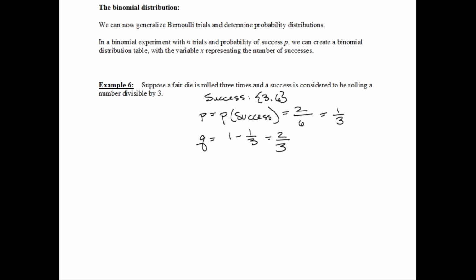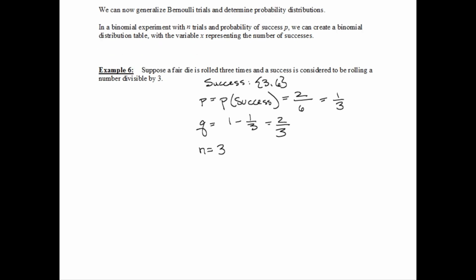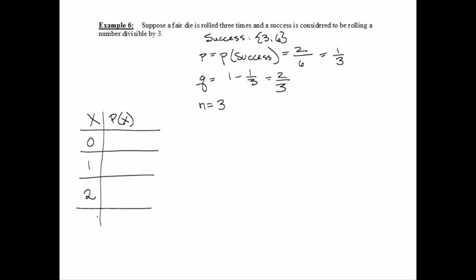How many trials do we have? 3, because we're going to roll the die 3 times. So now we can make a probability distribution table. Remember, we're going to let x be the possible values for our random variable. So here that'll be the number of successes. For each of these we should be able to calculate a probability. In 3 trials, how many successes could we possibly have? We could have 0, we could have 1, we could have 2, or we could have 3.